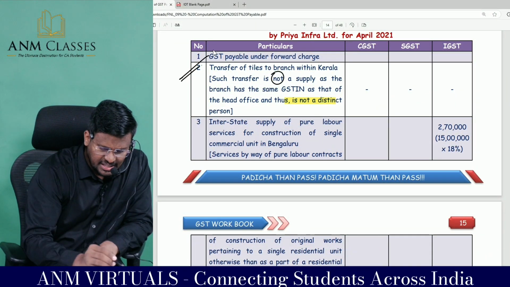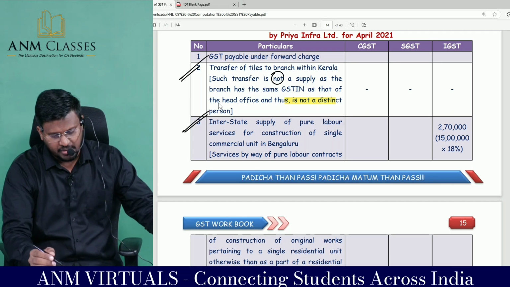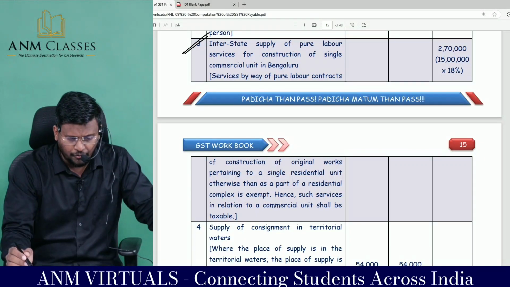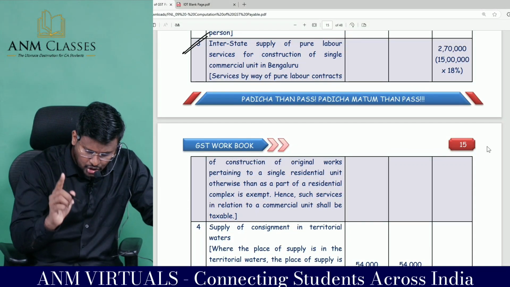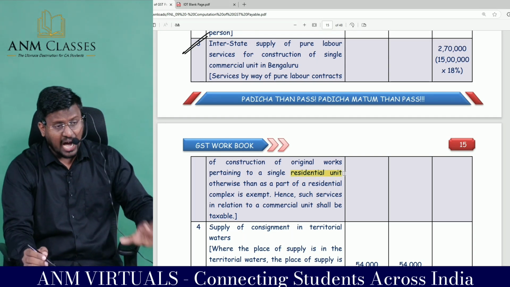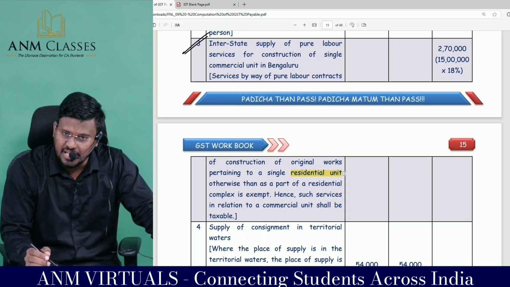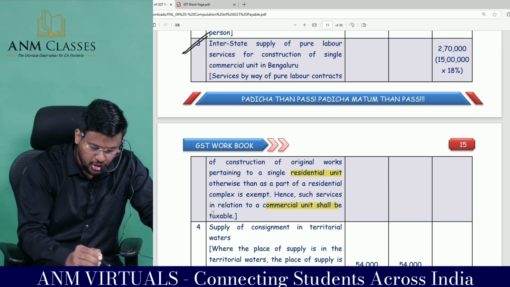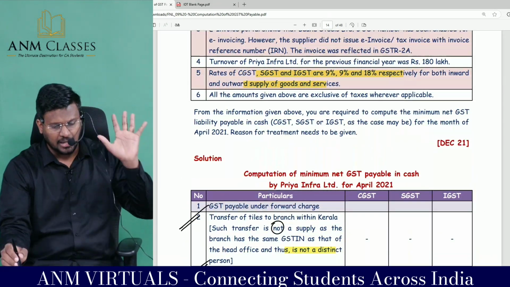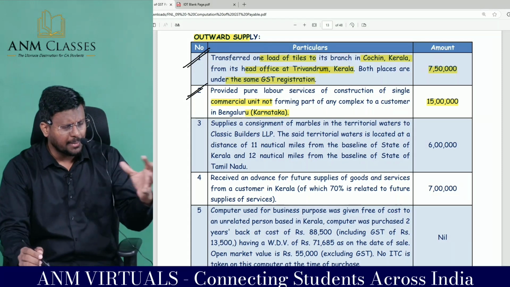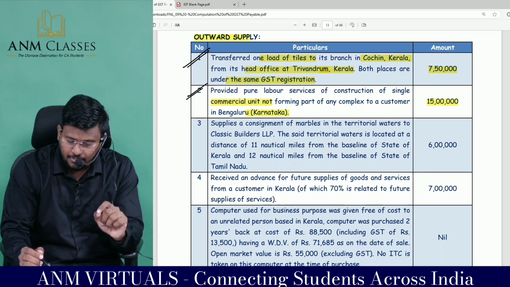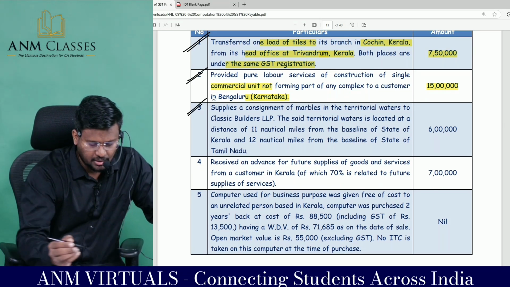Interstate supply of pure labor services for construction of single commercial unit in Bangalore. Services by way of pure labor contract of construction of original work pertaining to a single unit otherwise, that as a part of residential complex is exempted. Hence, such service in relation to a commercial unit shall be taxable. So, 15 lakh into 18%, 2,70,000 rupees is the output tax collected. In examination, in our reading, we may say that it is exempted. It is exempted if it is residential unit, but not commercial unit. Coming to adjustment number 3.